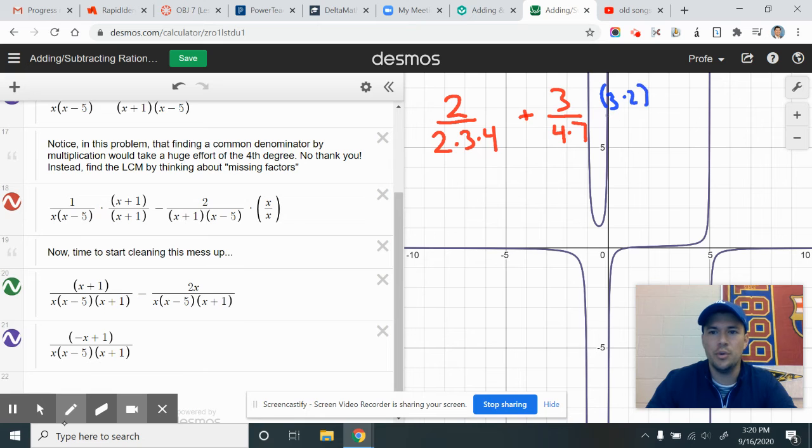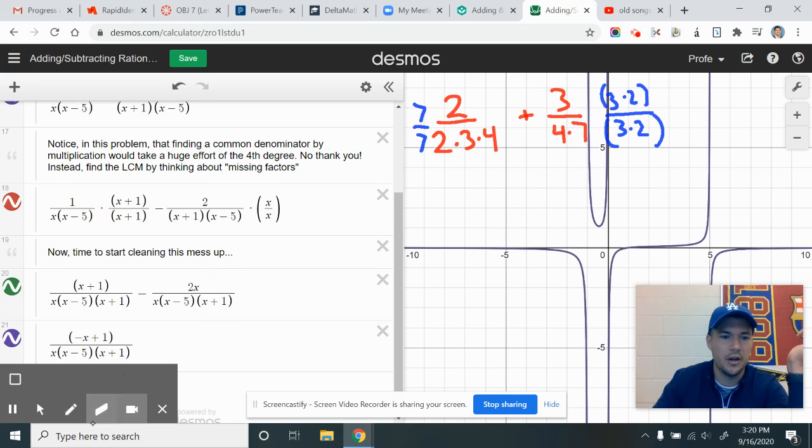Well, this one right here, I would simply have to multiply by 3 times 2, because I've already got a common 4. And this one over here, I'd simply have to multiply by 7 over 7. I know this could probably be simplified, but now I have a common denominator of 7 times 2 times 3 times 4. So I really only use the missing pieces, the missing factors, so that all of it has the same denominator. That's really the big idea here.